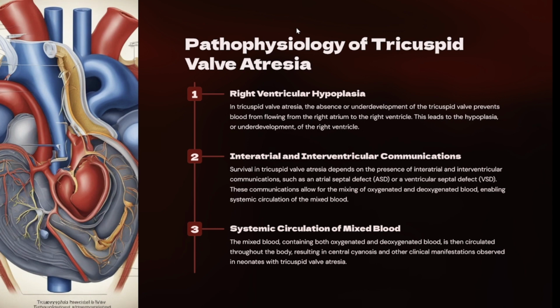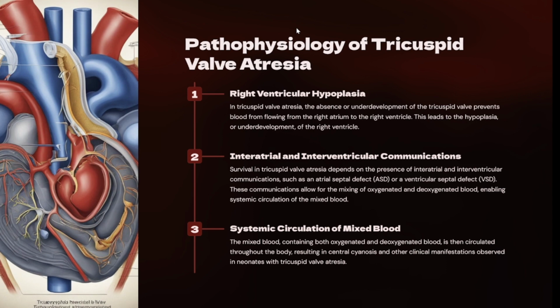Question 2. What are the typical clinical features observed in a neonate with tricuspid valve atresia? Neonates with tricuspid valve atresia typically present with cyanosis, tachypnea, and signs of heart failure shortly after birth. The cyanosis is central and worsens with activities like feeding or crying.